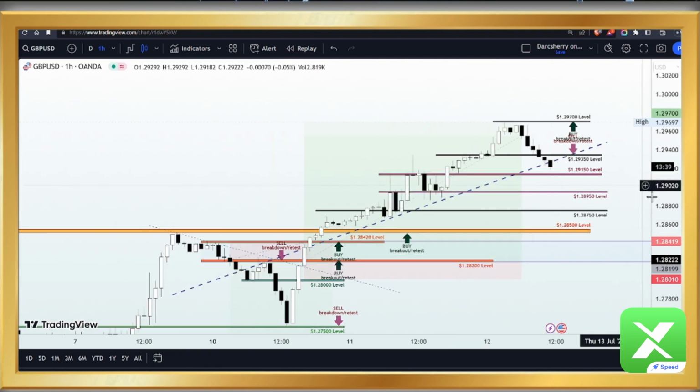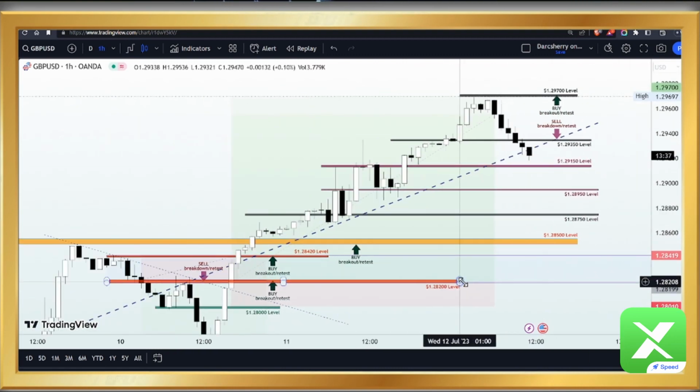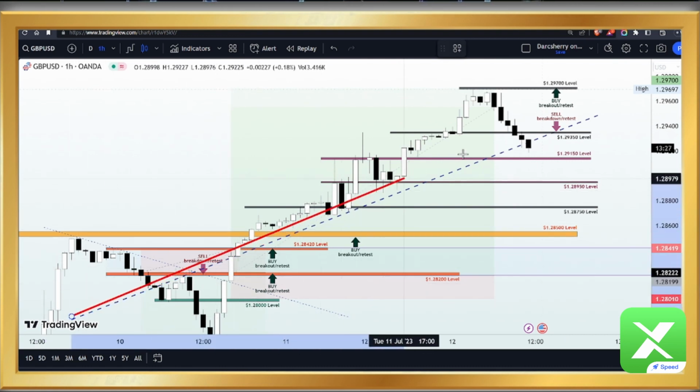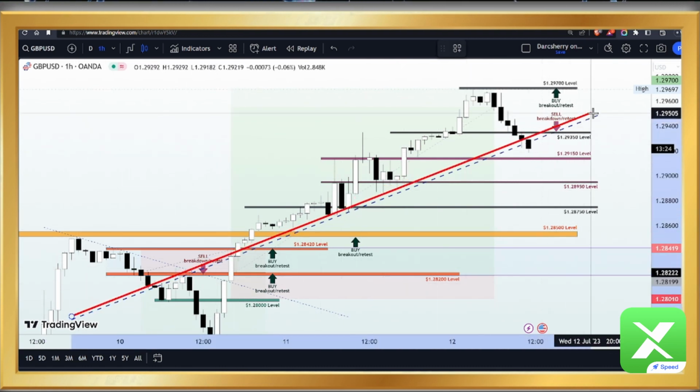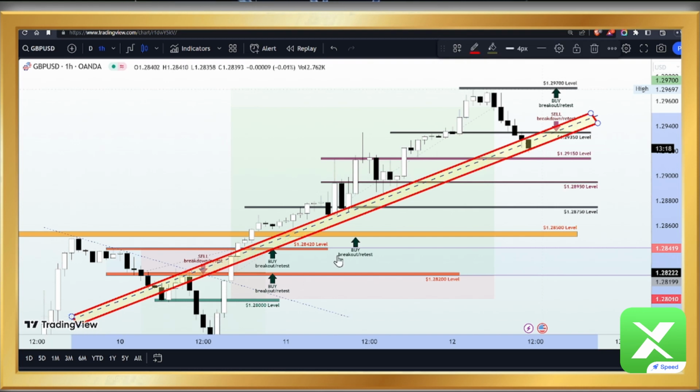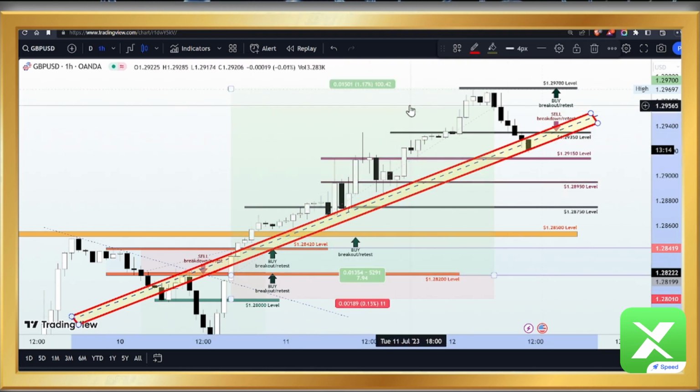Now, if you look at the 1 hour time frame closely, you would recall that we had an ascending trend line which we were using to guide our trading activity for this week. And look at it right here and notice how price action has remained above that ascending trend line, not until this hour that price action is currently trading along the trend line.